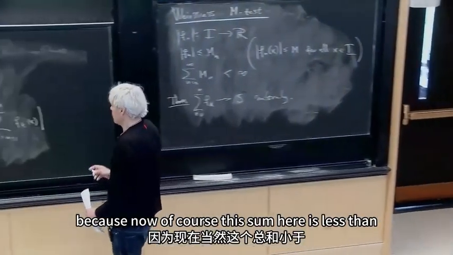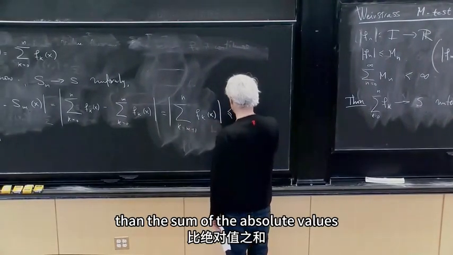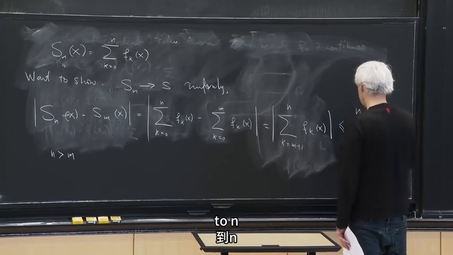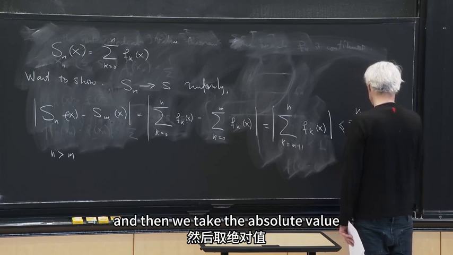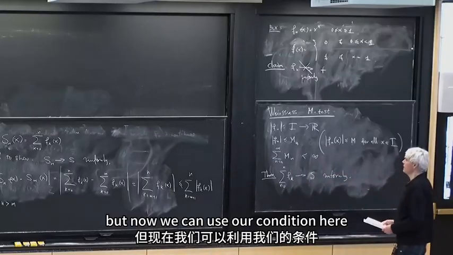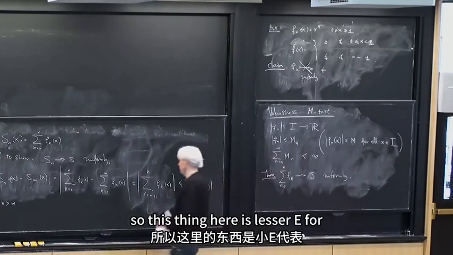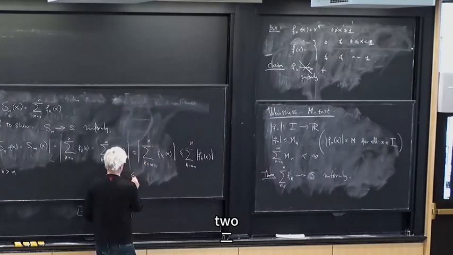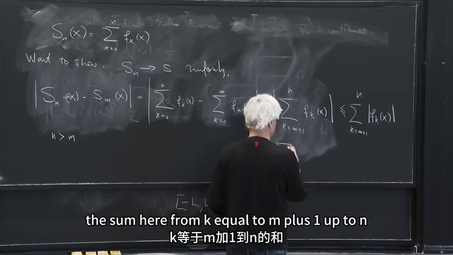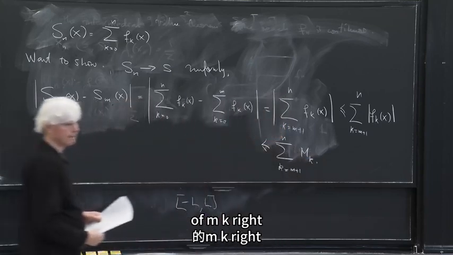Because now, of course, this sum here is less than the sum of the absolute values, k equal to m plus 1 to n, and then we take the absolute value under the summation sign like this. But now we can use our condition here. So this thing here is less or equal to the sum from k equal to m plus 1 up to n of Mk.